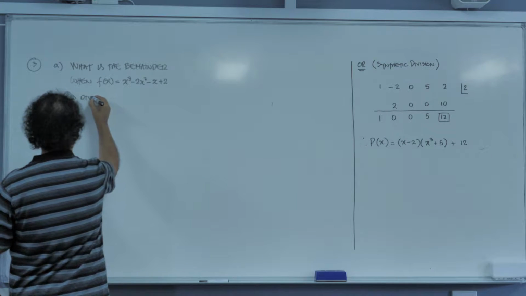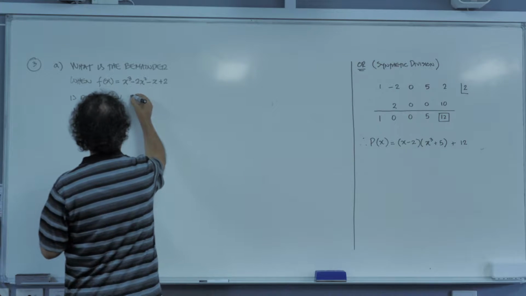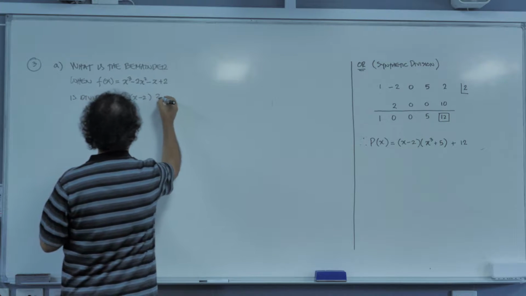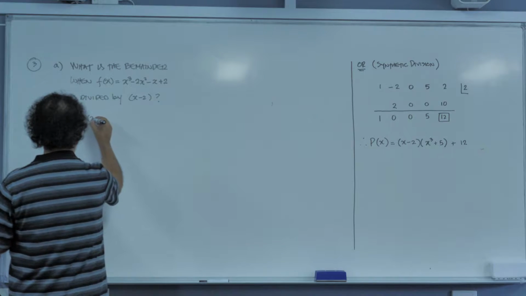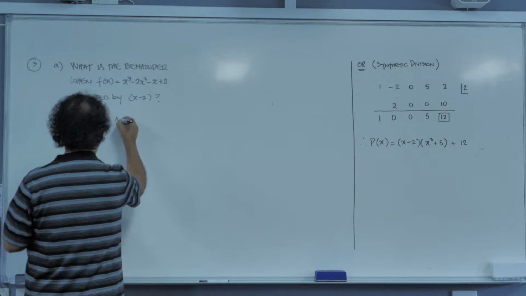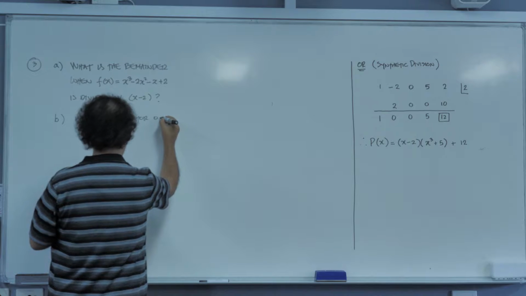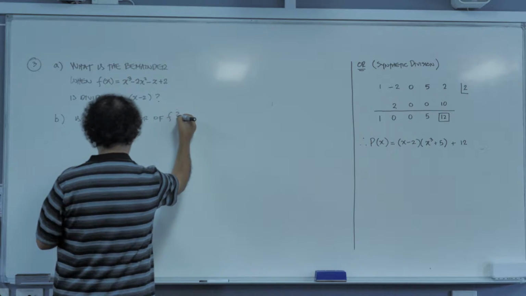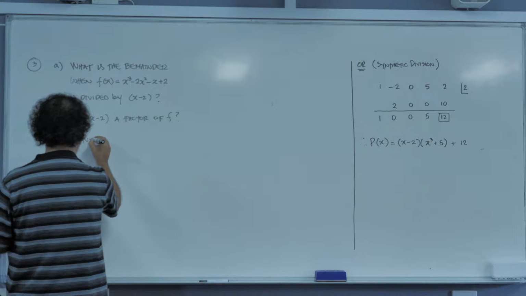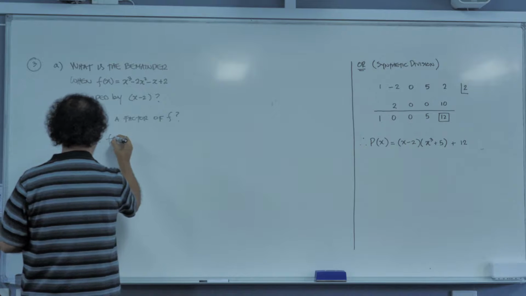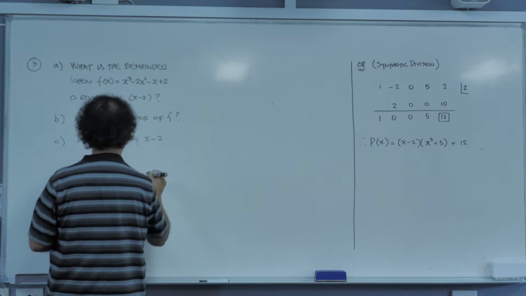is divided by x minus 2. Part B: is x minus 2 a factor of f? C, divide f(x) by x minus 2.